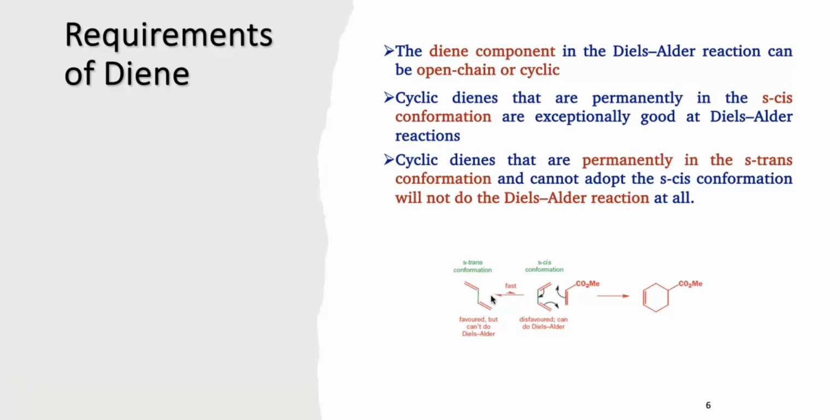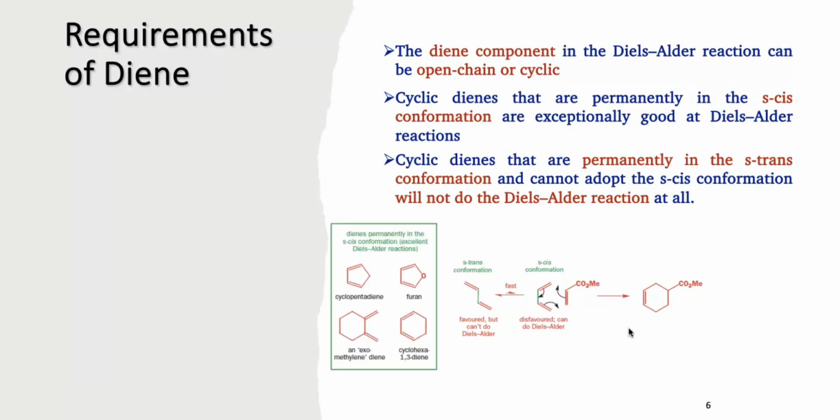This S-trans conformation is favored according to the stability of the diene, but it cannot undergo the Diels Alder reaction. Now this single bond can rotate and flip to the S-cis conformation, but this S-cis conformation is disfavored according to the stability of the diene, though it can undergo the Diels Alder reaction. So it will react with this dienophile and give the cyclohexene ring.